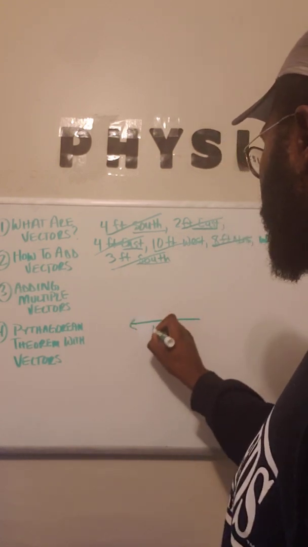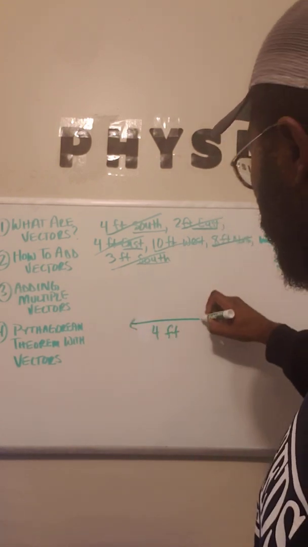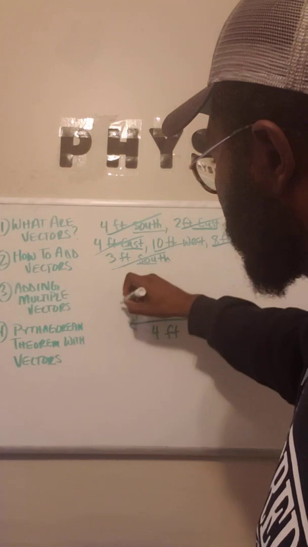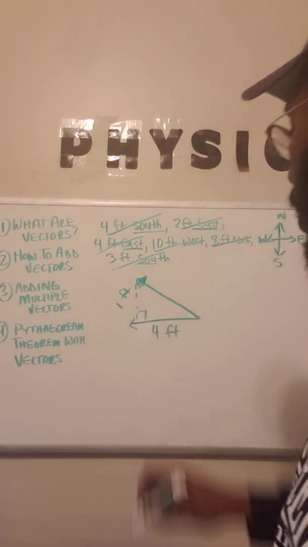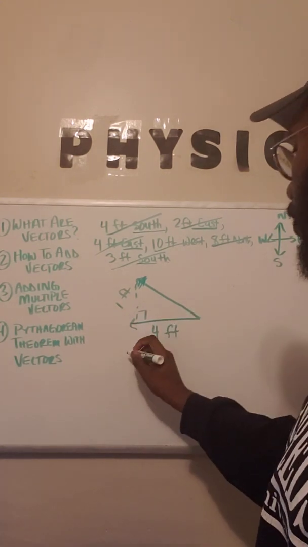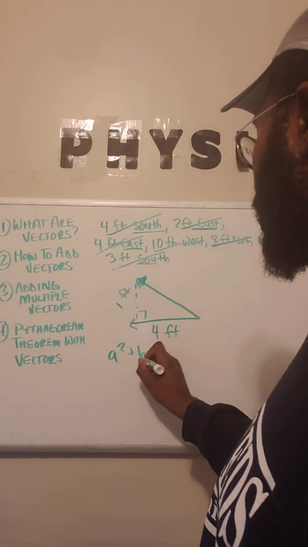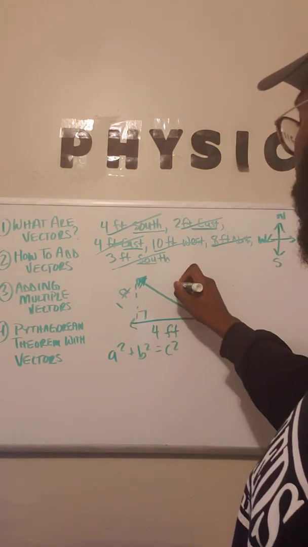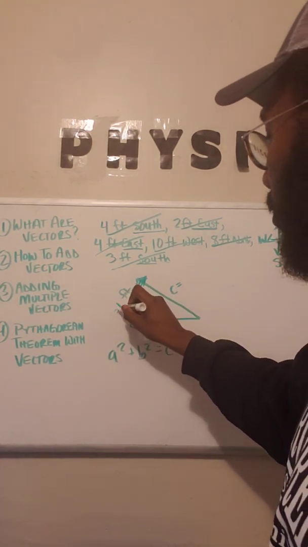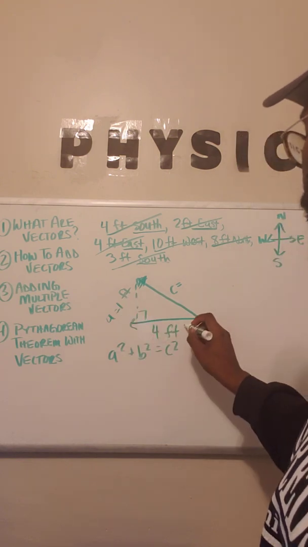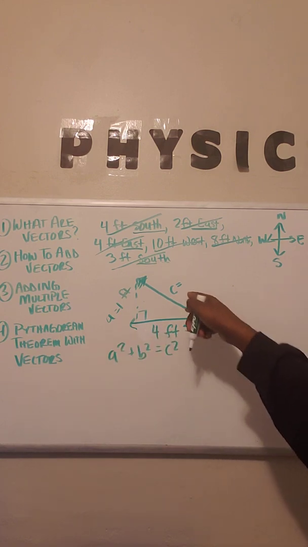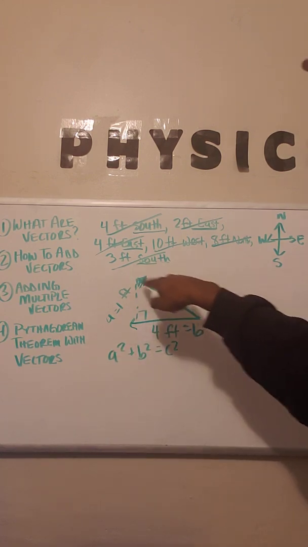So we got 4 feet, and then our resulting vector went this way, and then we had the dashed line with 1 foot. And our square, because this is a right triangle. Okay, so for Pythagorean's theorem, the equation is a squared plus b squared equals c squared, where c is the hypotenuse. A and b can be any side you want. Normally, I say the smaller number I label a, the larger number I label b. Okay, so 1 foot is a, 4 feet is b, and we're looking for the magnitude of our resulting vector.